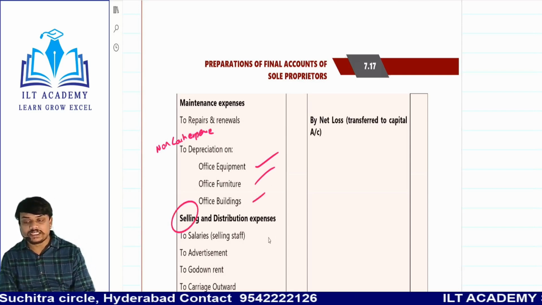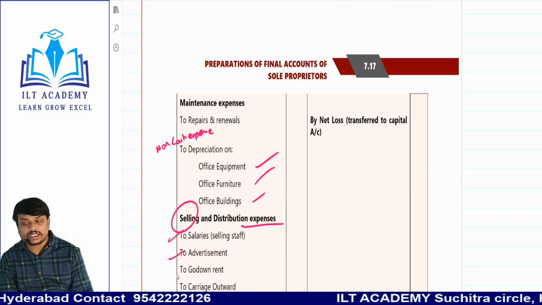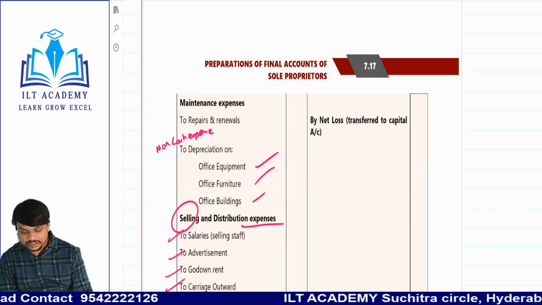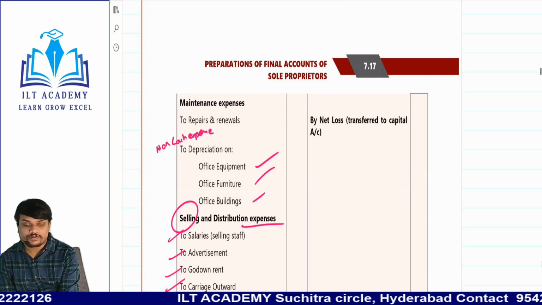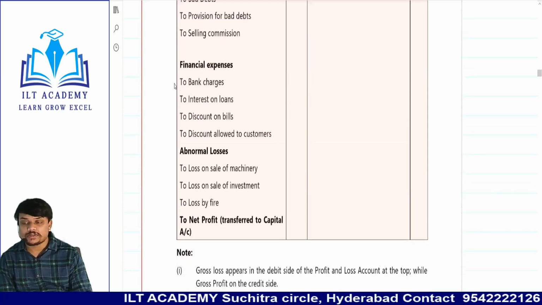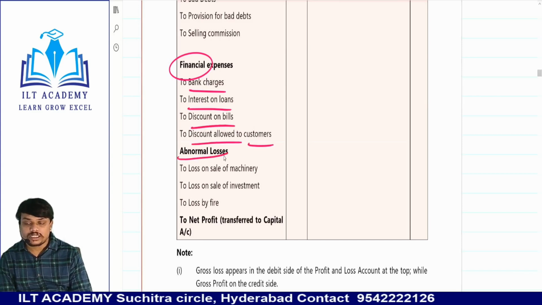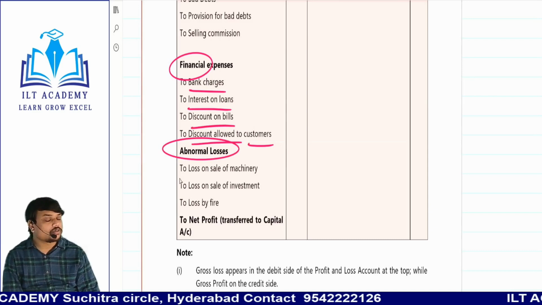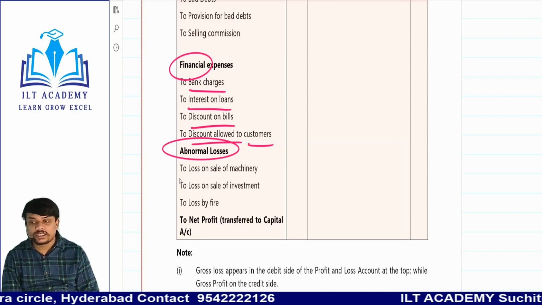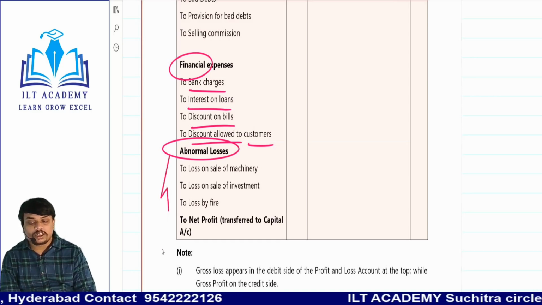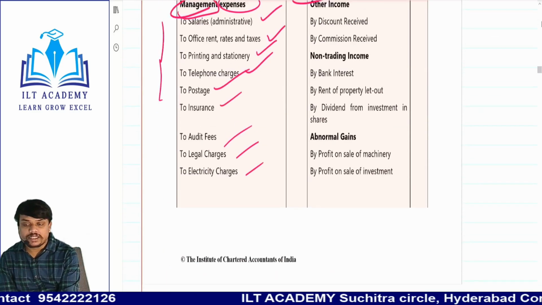Now we are having selling and distribution expenses. Selling and distribution, again the same like what? Salaries, advertisement, godown rent, carriage outwards, bad debts, and so on. Clear? Got it? Any doubts? And we are having financial expenses like bank charges, interest on loans, discount on bills, discount allowed to customers, and if there are any abnormal losses, loss of stock by fire, or loss on sale of machinery, or loss on sale of investment, these are going to be covered as what? Abnormal losses. These are the items which are going to appear in P&L account.